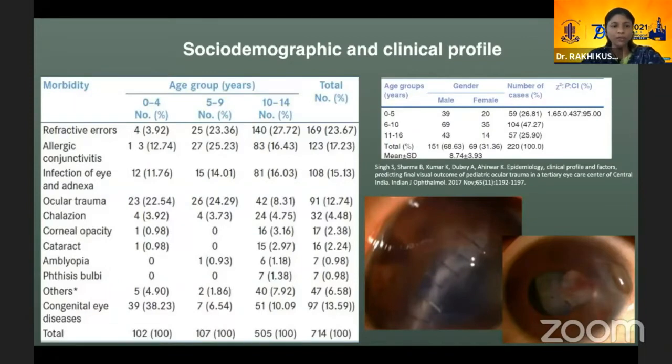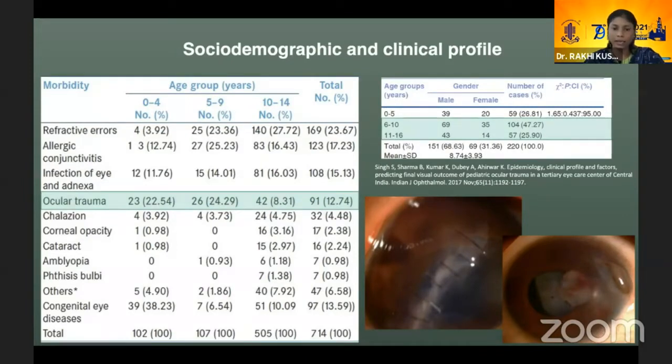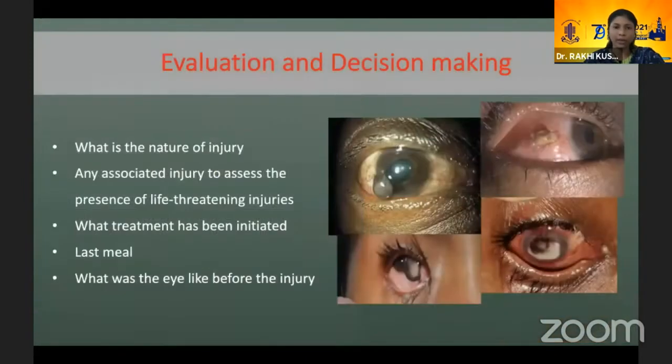I'm sure all of us, no matter what specialty we work in, see a lot of cases of ocular trauma in day-to-day practice. And if you see the socio-demographic status of India, 30% of the blind population of India lose their eyesight just because of ocular trauma, and they are under the age of 20 years. So it has become very important for us to have great skill in managing these traumatic cases.